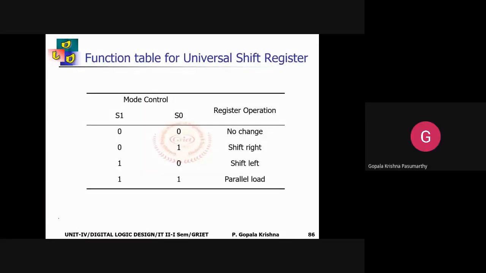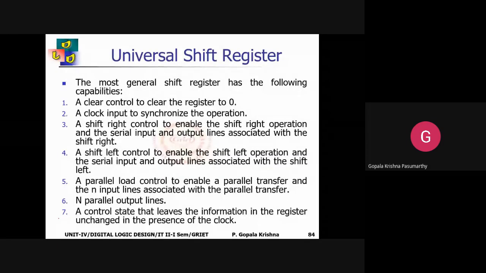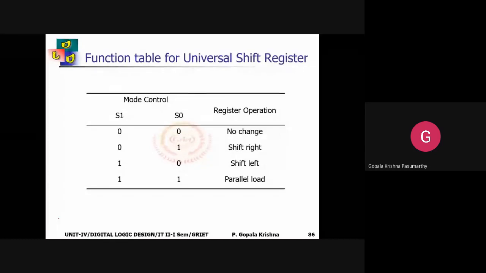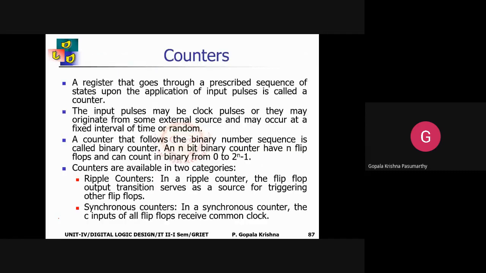Yes, sir. These are the features of a universal shift register. It performs 4 operations: left shift, right shift, intact, parallel load. And they have a clear input to clear the register, a clock input to synchronize the operation, and parallel load inputs. I3, I2, I1, I0 are the parallel inputs. This is the function table of the universal shift register. This is how the universal shift register functions. So by this, the topic registers is over.